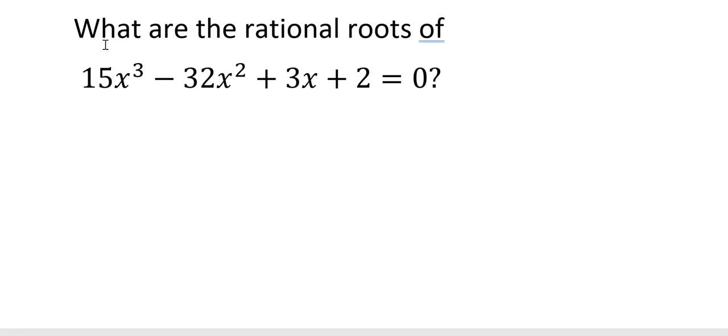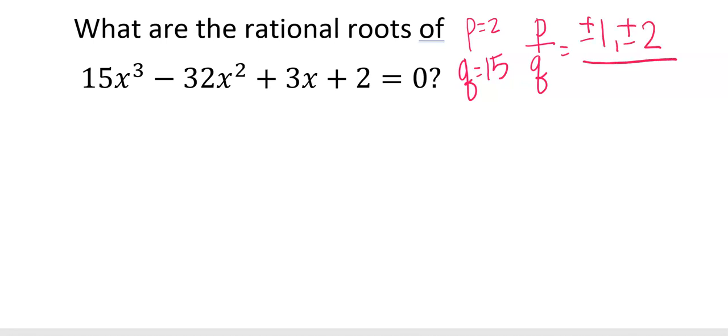So I always do P over Q right away, but I'm not going to list them all this time, okay? So which one is P, which one is Q? P is 2. So I'm going to put my factors of 2 on the top. I'm going to go P equals 2, Q equals 15. Okay, so P over Q is plus or minus 1, plus or minus 2. Then I'm going to look at my Q, which is 15: plus or minus 1, plus or minus 3, plus or minus 5, plus or minus 15.